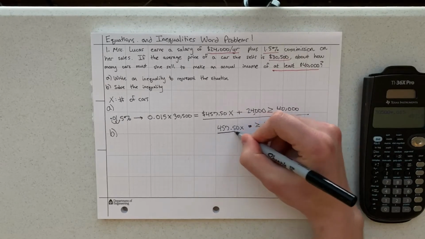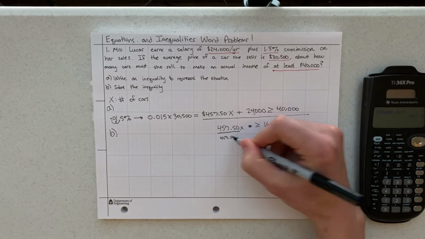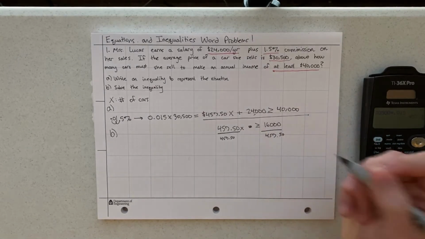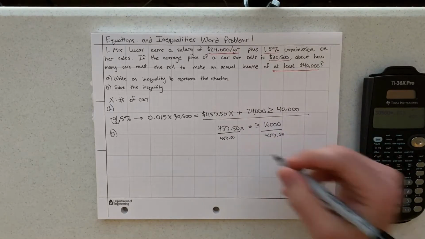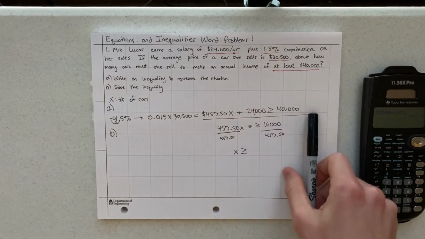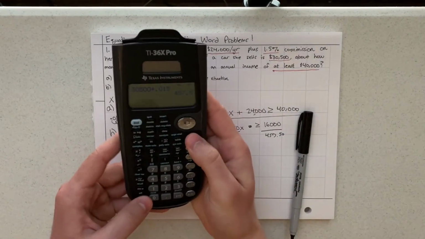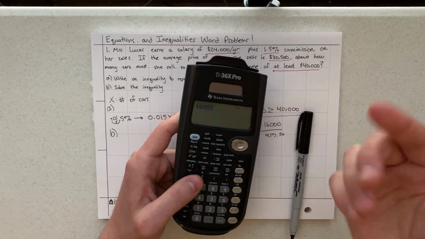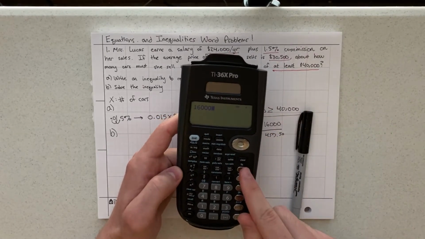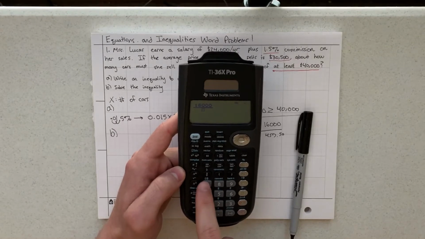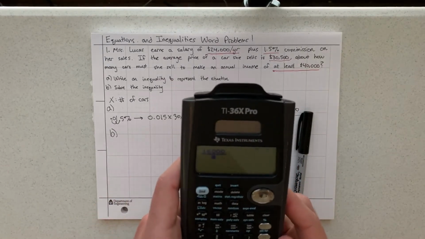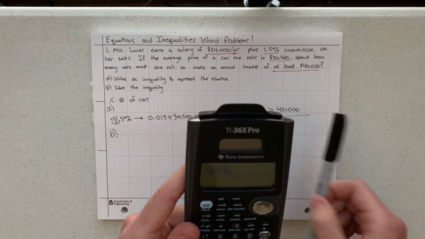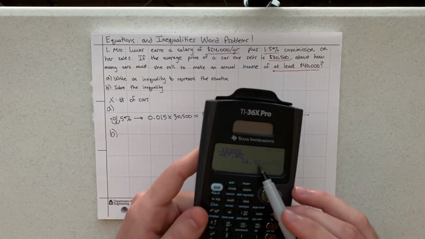Now we just divide by our 457.50, and this is a positive number, so there's no directional change in the inequality, and we're going to get X is greater than or equal to this number. So let's do 16,000. And another cool thing about the TI-36X is instead of doing a divide, you can do a fraction bar right there, and then you can do over 457.50, and it looks exactly like it is on our paper here. Hit the equal sign, we get 34.97.